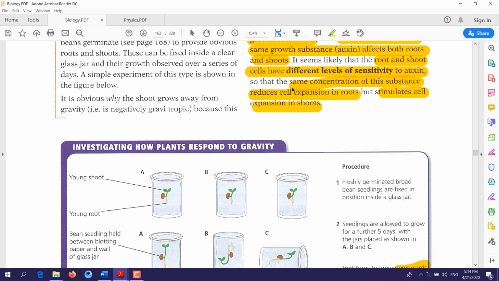Again, the last part is important here. Maybe you'll have a question asking how auxin works in a plant, or how it affects the root and shoot. You will say auxin reduces cell expansion in roots. It makes the cells expand slower, while it stimulates cell expansion in shoots. It means it helps the cells in the shoot to elongate or expand more.